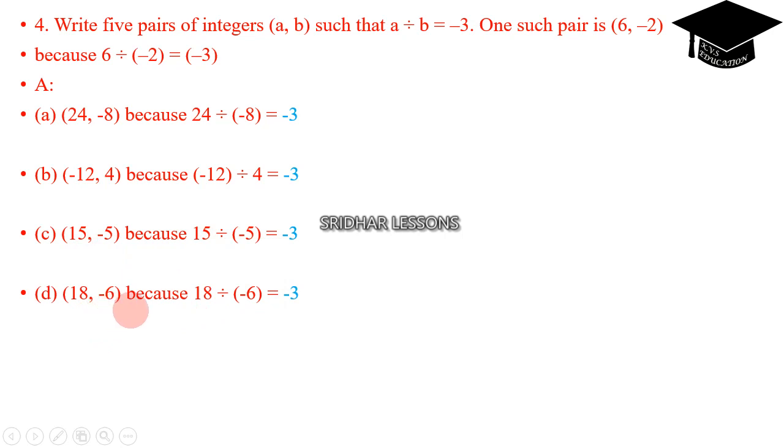And 18 comma minus 6, because 18 divided by minus 6 is equal to minus 3. And the last one is 60 comma minus 20, because 60 divided by minus 20 is equal to minus 3. So these are the 5 pairs of integers such that a divided by b is equal to minus 3.